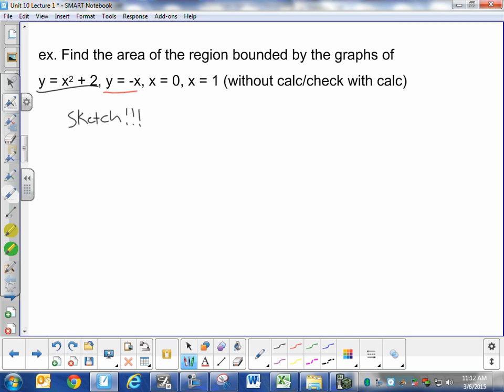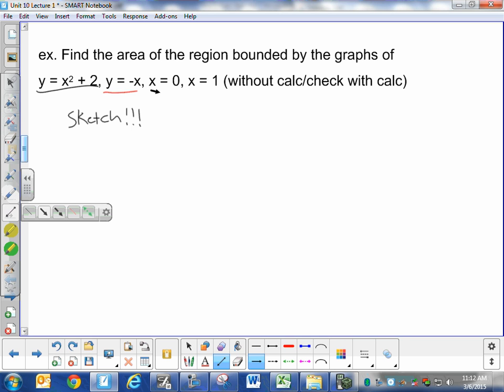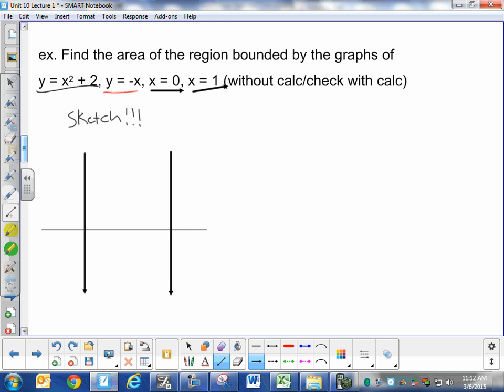You just pick some x's and you'll plot some y's. In this situation, the x's are kind of picked for you. You have that this region is between x equals 0 and x equals 1. Well, that means you will just need to figure out the values of these two functions at 0 and at 1, and then you'll see which one will be above the other one. So I plug in 0 into the first one, I get 0, 2. I plug in 1 into the first one, I get the point 1, 3. Since it's x squared plus 2, I know it's going to kind of curve up. It's a parabola.